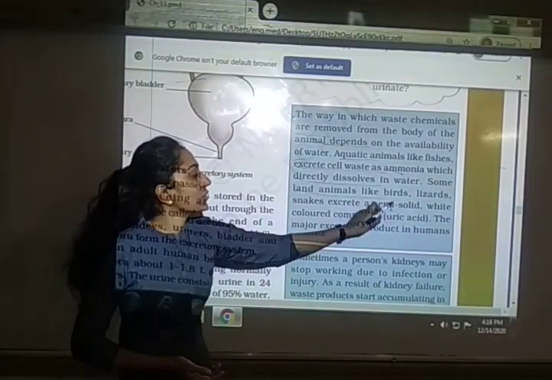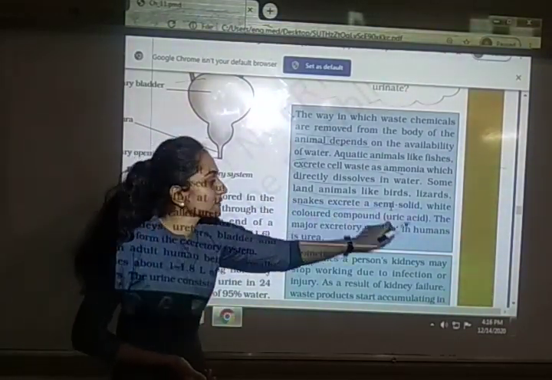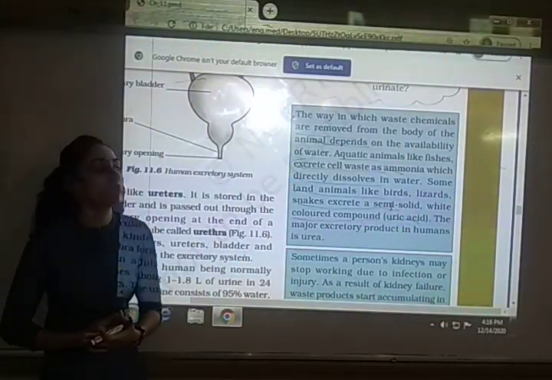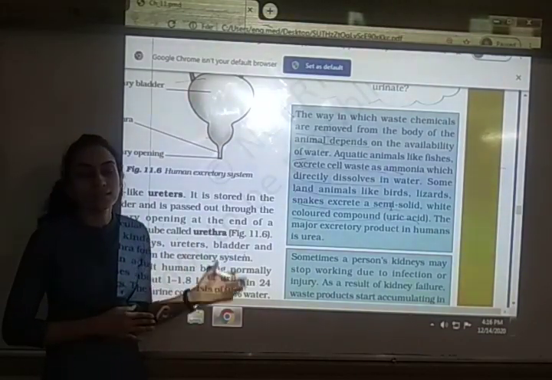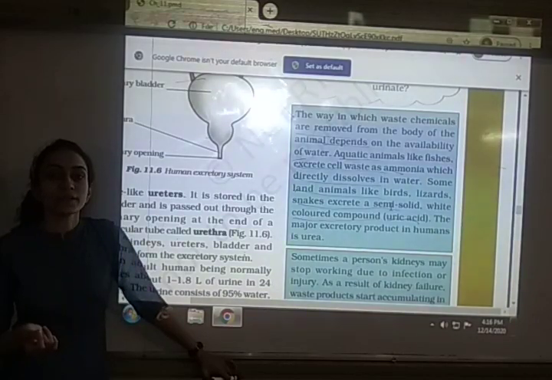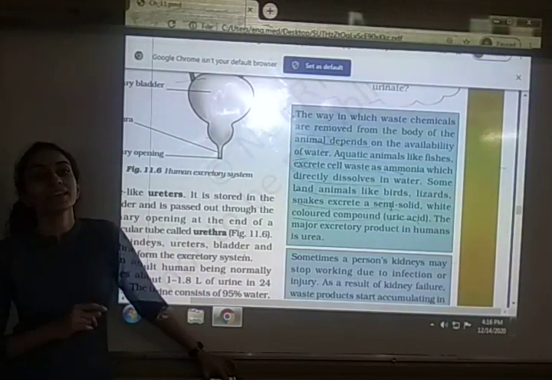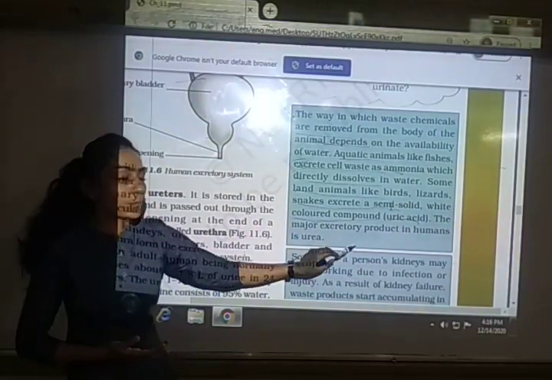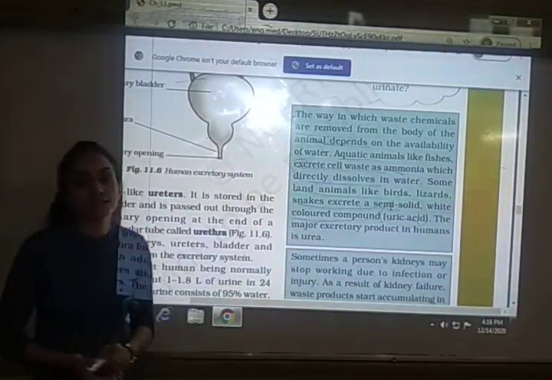Some land animals like birds, lizards and snakes excrete a semi-solid white colored compound which is known as uric acid. So they excrete the waste product in the form of semi-solid. That means something like paste, not exactly solid, not exactly liquid, like toothpaste. So in that form they excrete the waste, and that semi-solid compound is white in color and it is uric acid.